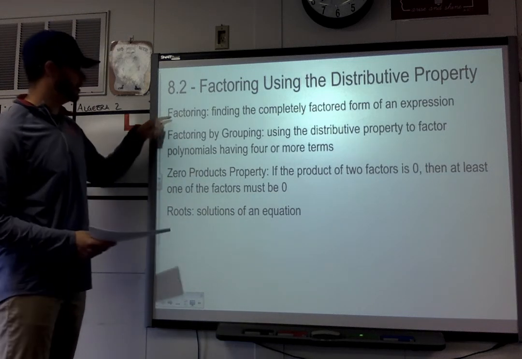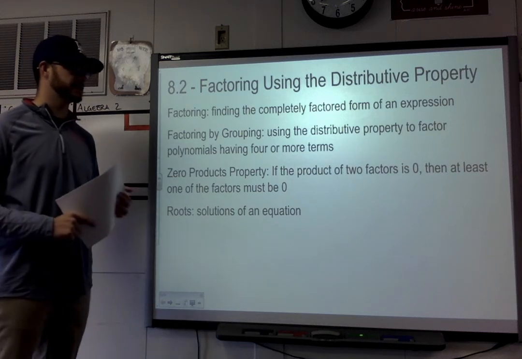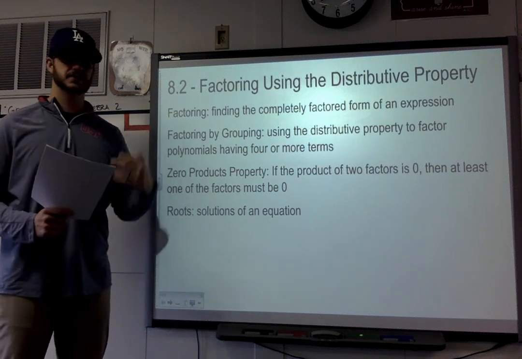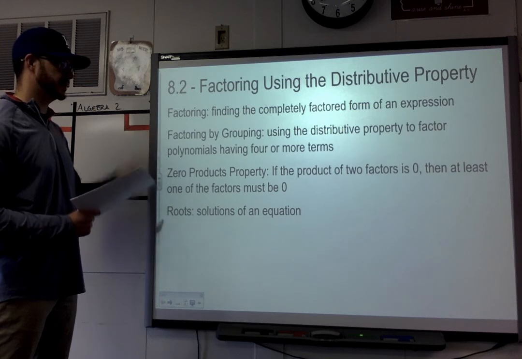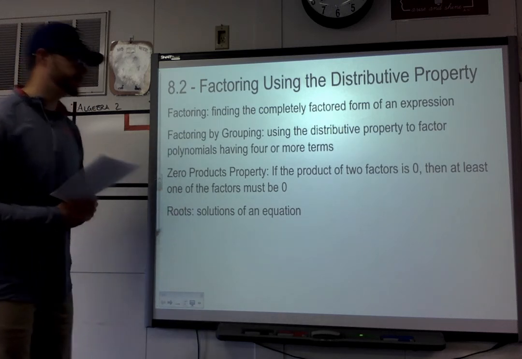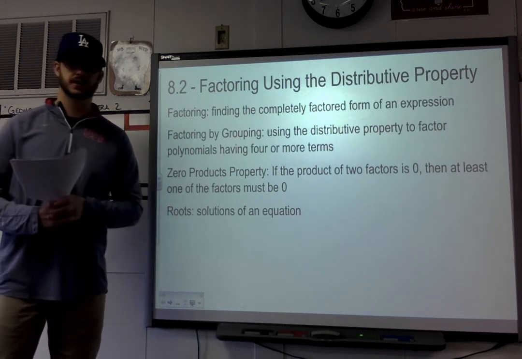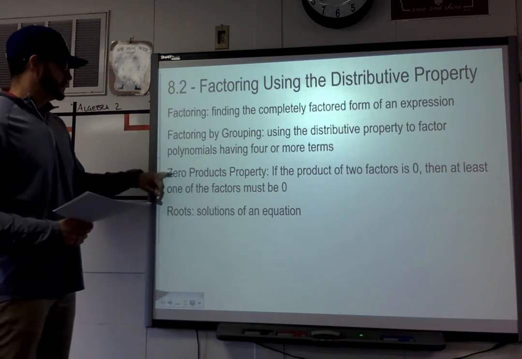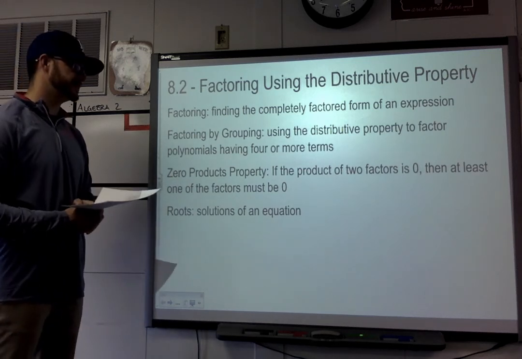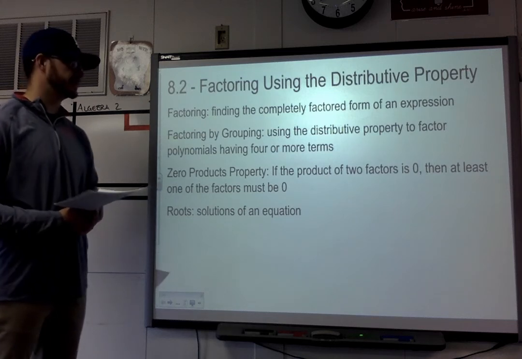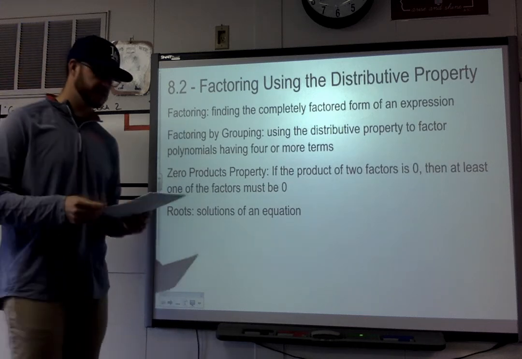So some vocab here. Factoring is finding the completely factored form of an expression, so getting it down to its most simplest form. Factoring by grouping, which we're going to get to in some of our examples, is using the distributive property to factor polynomials having 4 or more terms. The zero product property states that if the product of two factors is 0, then at least one of the factors must be 0. Then roots are the solutions of an equation.